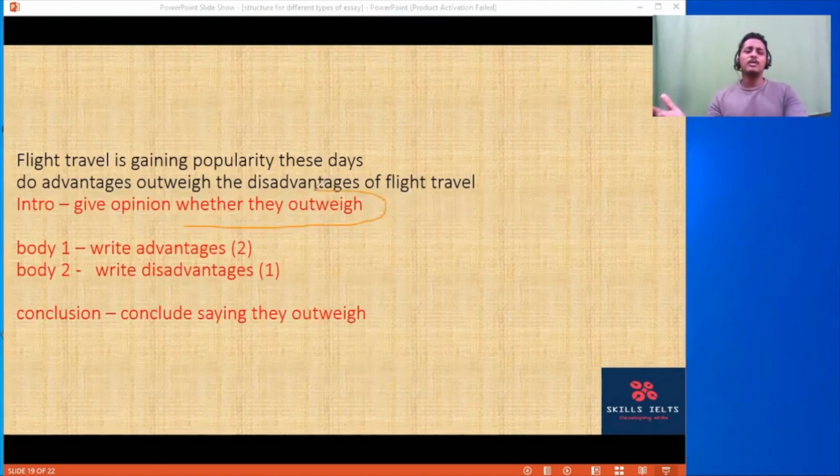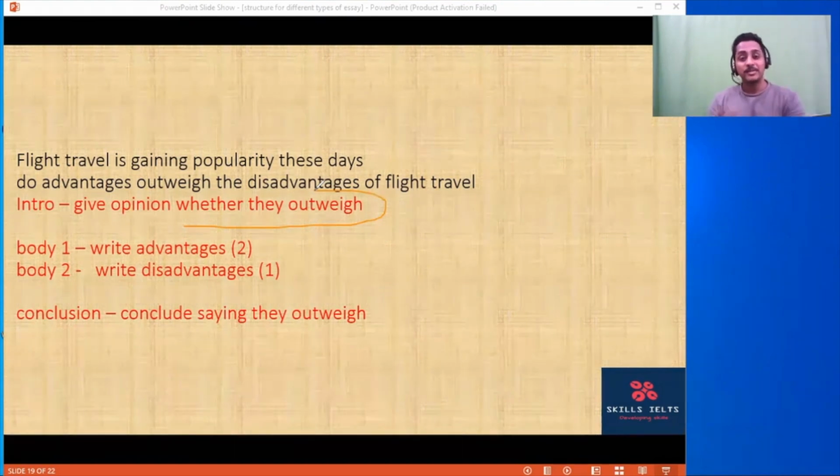No, they don't outweigh. There are equally the same advantages and disadvantages. Can I write yes? Yes, they outweigh. There are more advantages than disadvantages. No, they don't outweigh. It's actually the reverse. Disadvantages outweigh the advantages. Anything you can write. So when such a question comes, you first set your mind: do I have more advantages in my mind or the disadvantages? Accordingly, you shoot.